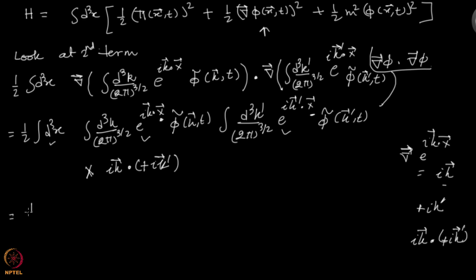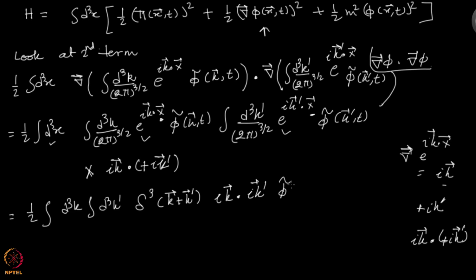So let me write that down. You have half integral d cube k, integral d cube k prime, then you have a delta cube of k plus k prime, and then that's all gone now. Then you have the two factors of phi tilde and the k and k prime. Maybe I'll put the phi tilde at the end. So I have ik dot ik prime, and then phi tilde of k, t, phi tilde of k prime, t.